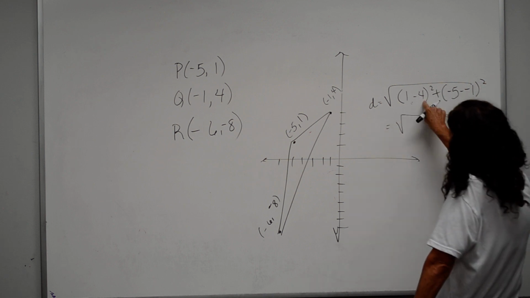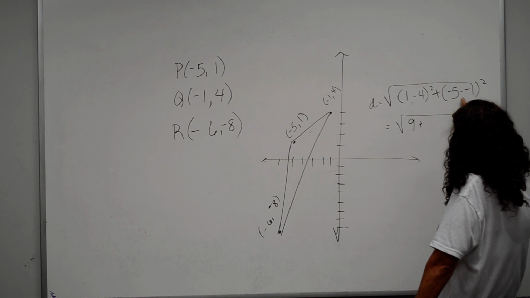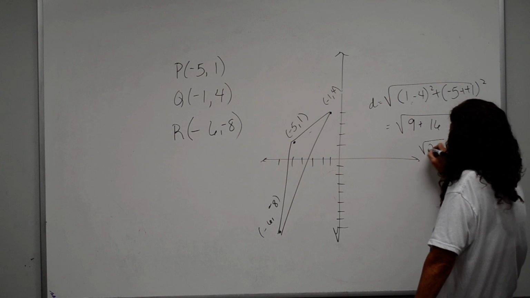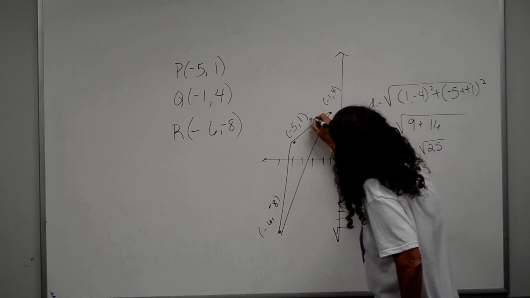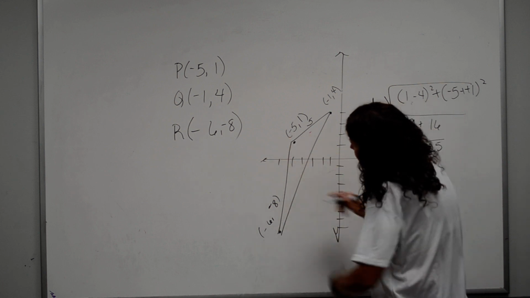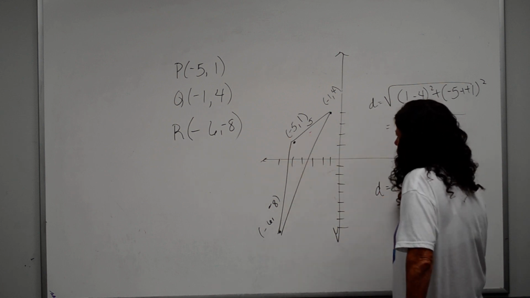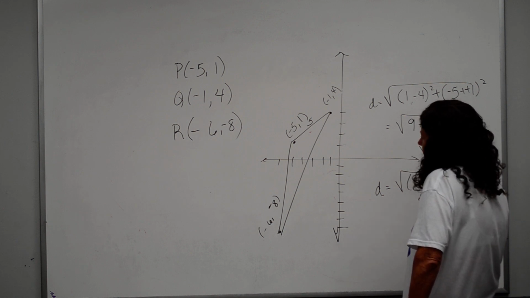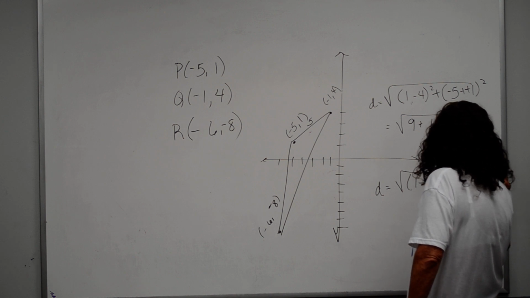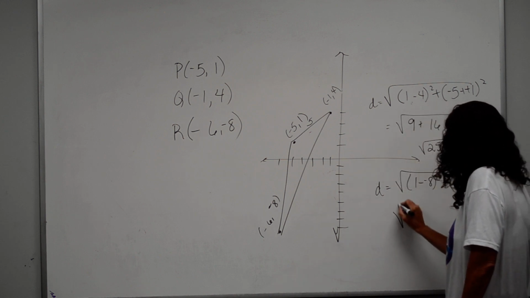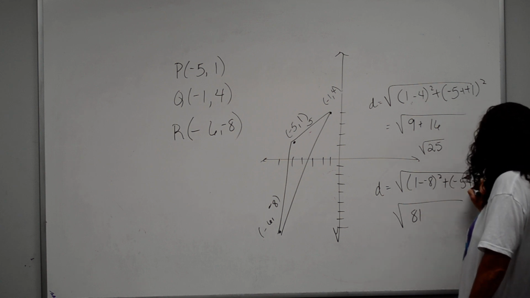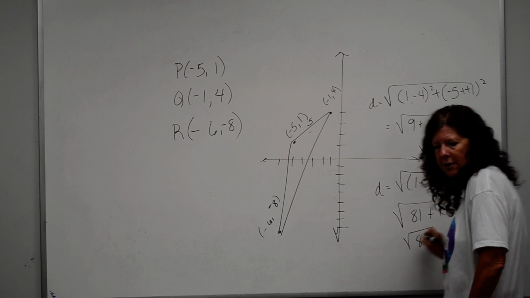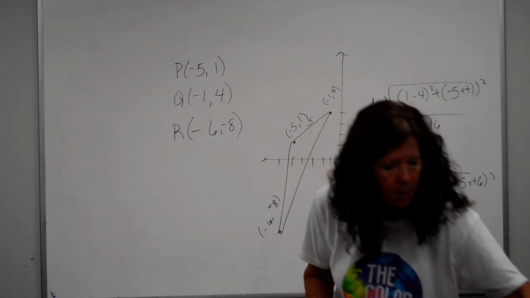So this is going to be negative 3 squared, which is 9. This is going to be negative 4 squared, which is 16. So you're talking about the square root of 25, which is 5. So this right here is 5. Then I would go on and do between these two. So I have 1 minus a negative 8 squared plus negative 5 minus a negative 6 squared. So this is going to give me 9 squared, which is 81. This is going to give me 1 squared, which is 1. So this is going to be the square root of 82, which is not going to come out whole.